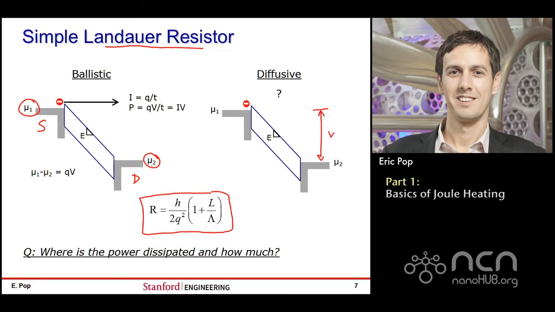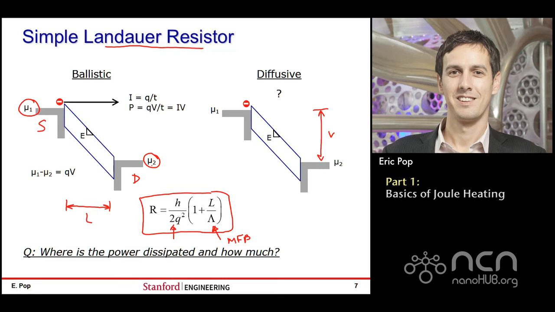The reason this shows up as h over 2q squared is because the factor of 2 comes from the 2 electron spins. H, of course, is the Planck constant. Q is the elementary charge. L is the length of the conductor, in this case, of the little resistor. And lambda is the mean free path of electron travel within the resistor.